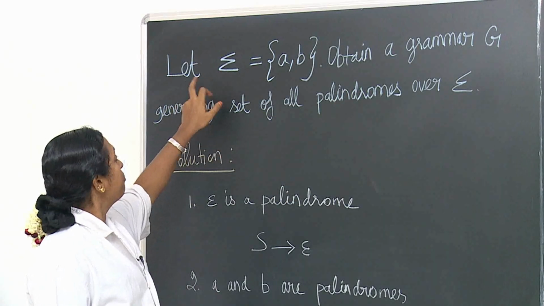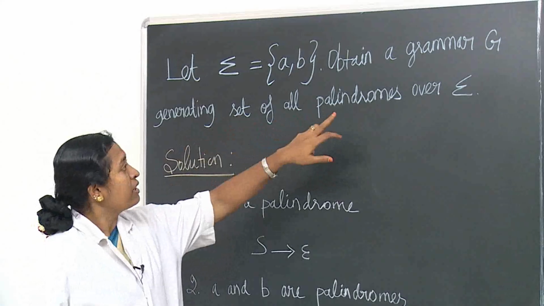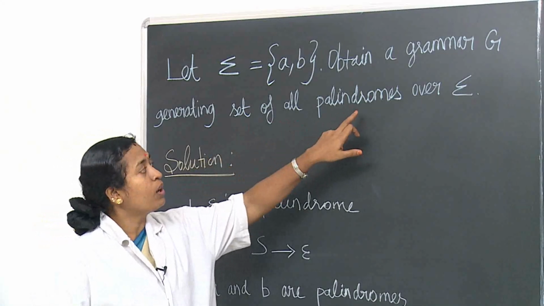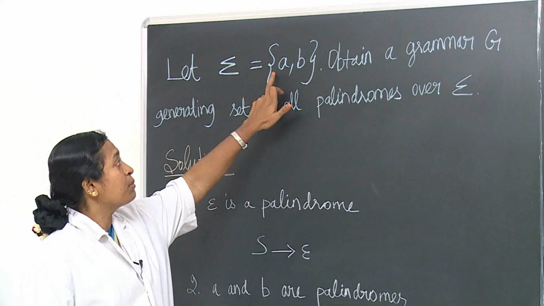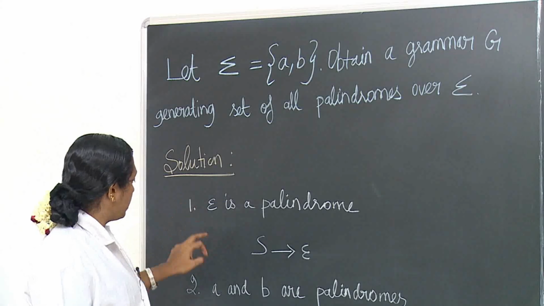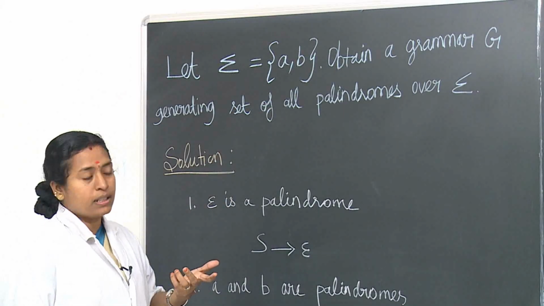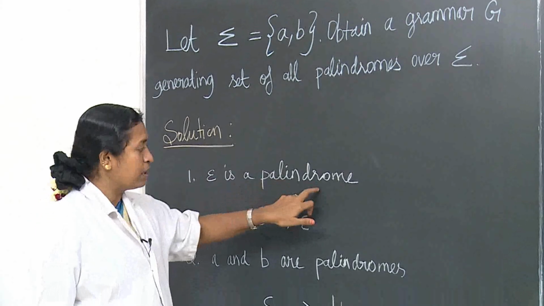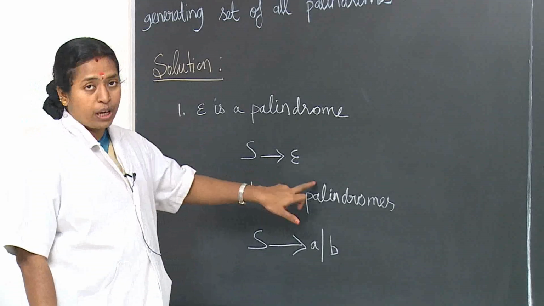Okay, first we can see sigma is {a, b}. We have to generate a grammar for the set of all palindromes over sigma. Here they are given sigma is {a, b}. So we can see the answer. As it is {a, b}, we can have epsilon also as a production. So epsilon is a palindrome. If you consider this, the corresponding production will be S tends to epsilon.